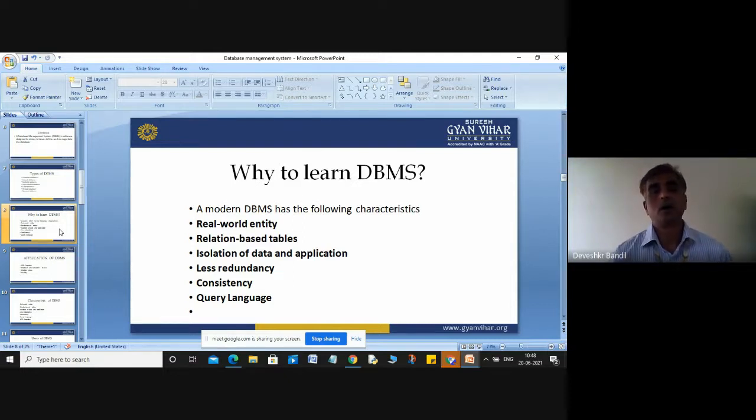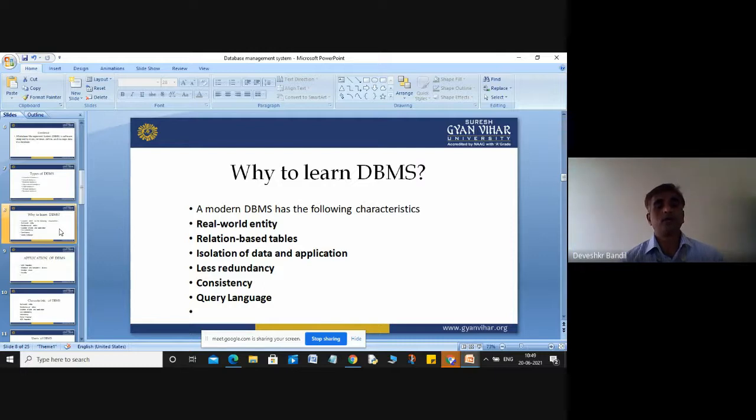Your DBMS has the following characteristics: real world entity, relation based tables, isolation of data and application, less redundancy, consistency, and query language. Okay, and now I will discuss why to learn DBMS.